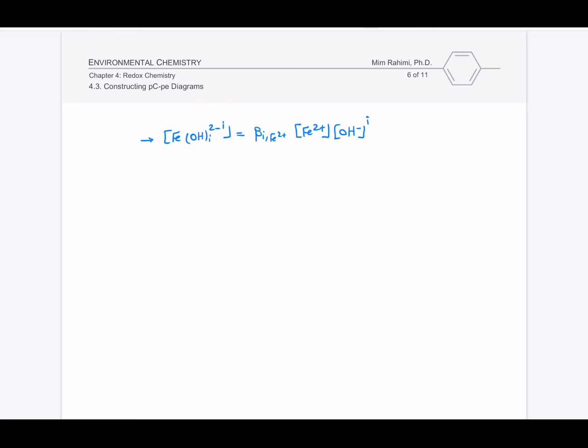We could do the same thing for Fe3 plus. But then it converts everything to Fe3 plus, but we're interested to know about Fe2 plus. So then Fe3 plus to Fe2 plus using relationship 1.